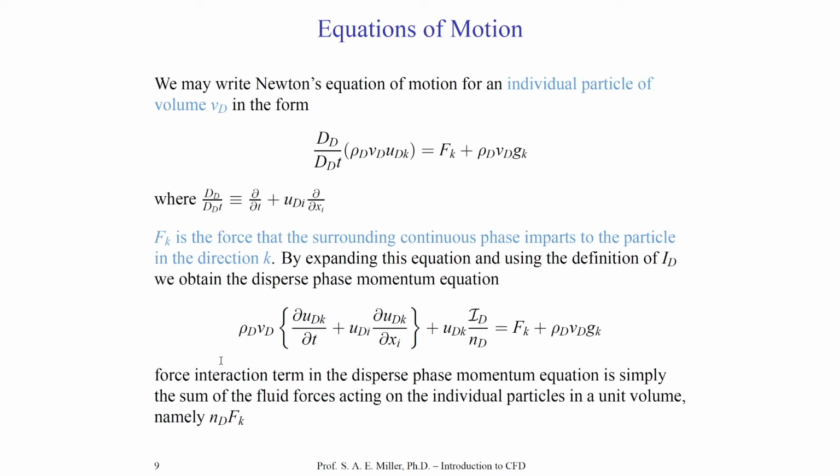We can now write Newton's equation of motion for an individual particle for volume D if we care about Lagrangian approaches. Here we have the material derivative of, of course, the individual particle volume, which will be balanced by the forces which we've developed plus some gravitational force. Here again, we've defined the material derivative, but now we use U sub D. F will be the force that surrounds the continuous phase, which imparts on the particle direction K. We can expand this equation and use the definition of I sub D to obtain the dispersed phase momentum equation.